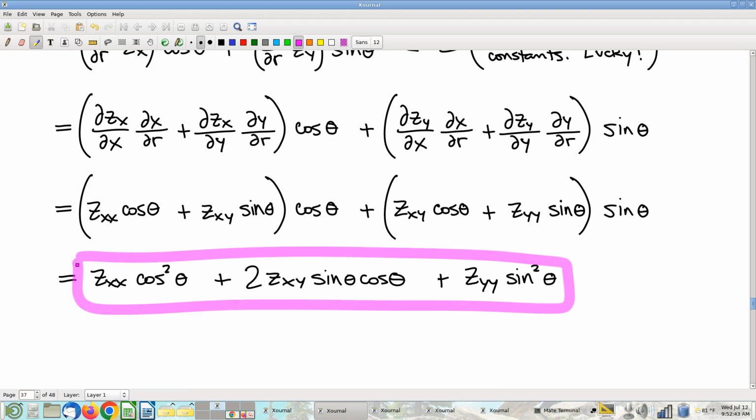And again, there are some unspecified things in here. There's this, zxx. How do I simplify that? Well, I can't. This is just a second partial of a function I don't know. So that remains as it is, right? And likewise for that and for that. Okay.